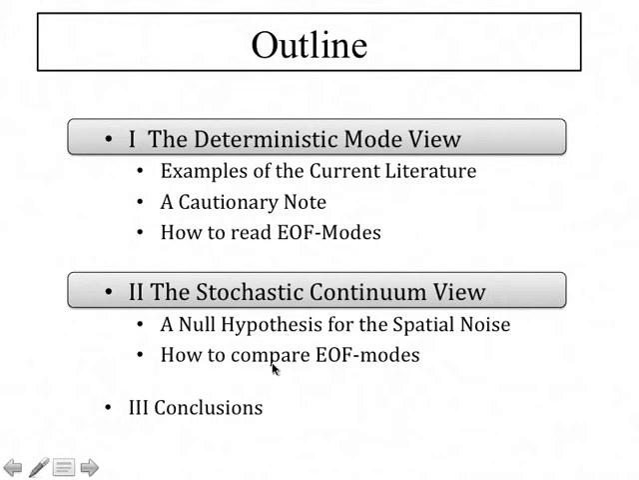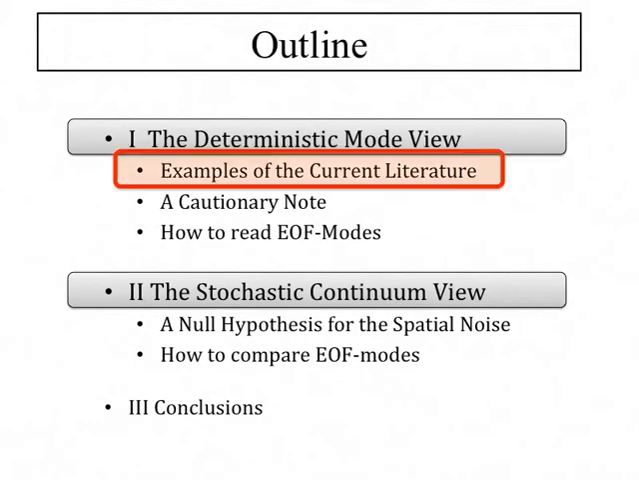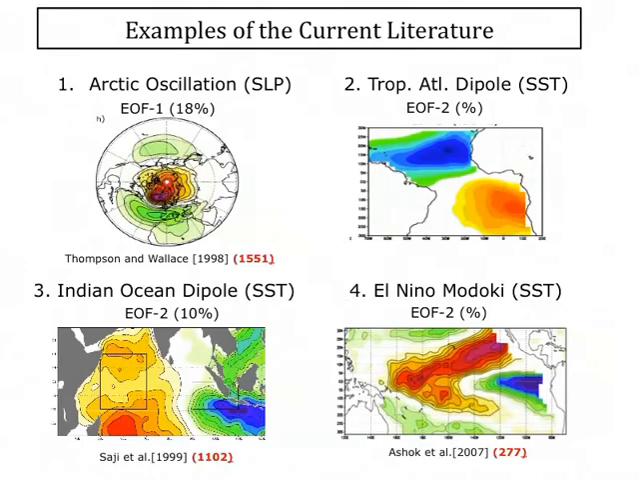And then I give you an alternative view, another way of looking at these things, which is more like thinking about stochastic models, and that climate variability is a continuum. I will give you a null hypothesis of what you should expect, and then how you would compare EOF modes of different theories or different data sets, and then we come to the conclusion.